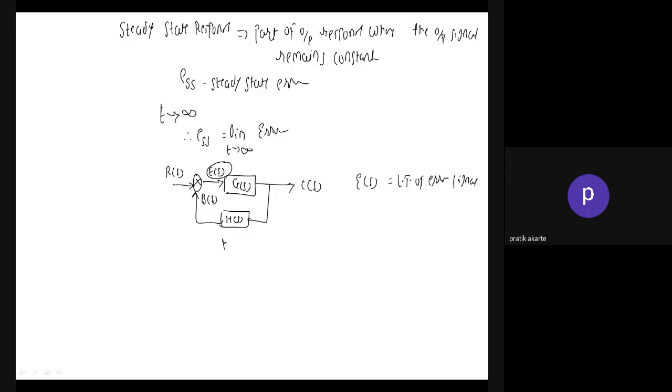Now, what is E of S? E of S is equal to R of S minus B of S. But we know that B of S is equal to C of S into H of S, as we had discussed, and also C of S is equal to E of S into G of S.